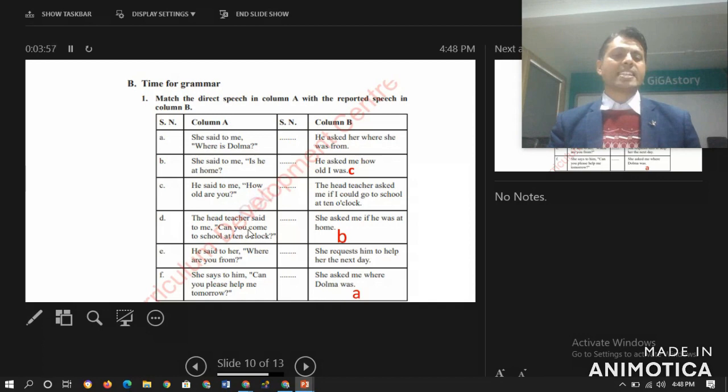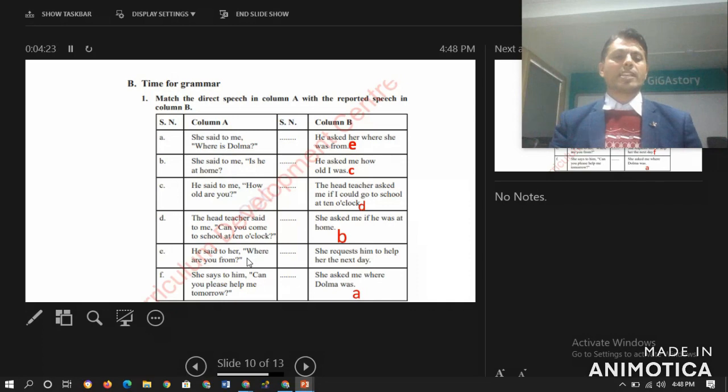The head teacher said to me, can you come to school at 10 o'clock? Okay, now you can see here, the head teacher asked me if I could go to school at 10 o'clock. Now look at the next one here, we have number E. He said to her, where are you from? Okay, look at this answer here. Yeah, he asked her where she was from.